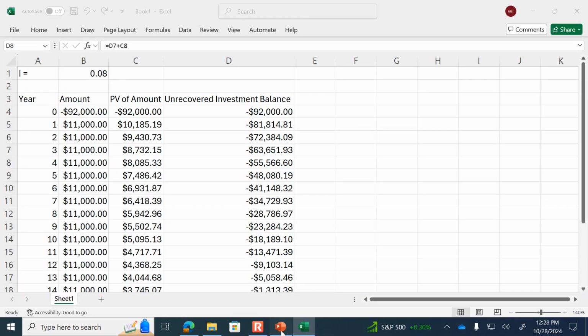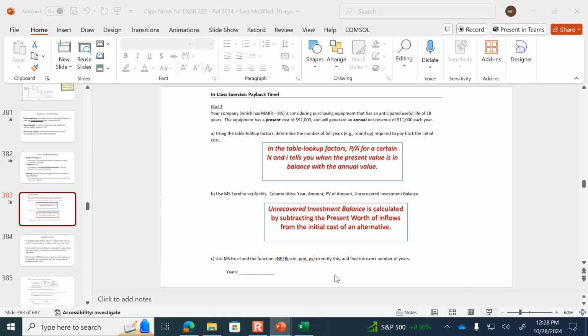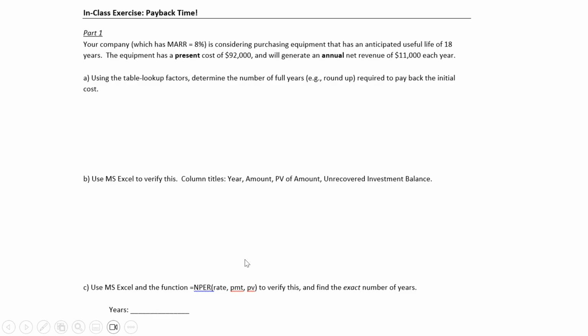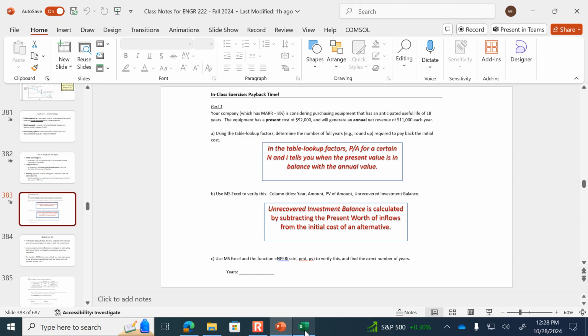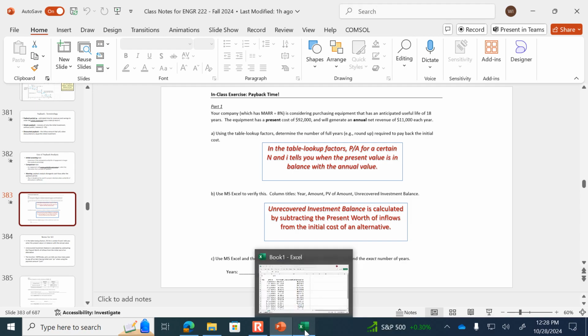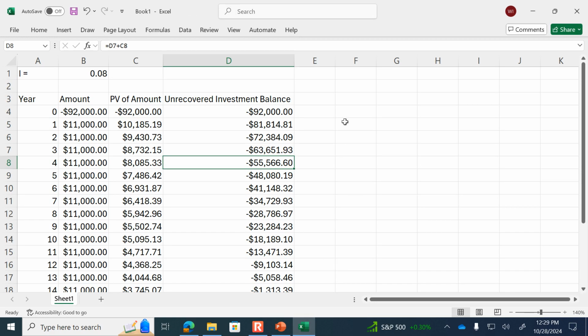Okay, and it was saying use Microsoft Excel and the function NPER to verify that. So let's see how the NPER function works. Excel can be used to calculate present value, future value, payments, or it can be used to calculate the number of periods. So let's try the NPER function.